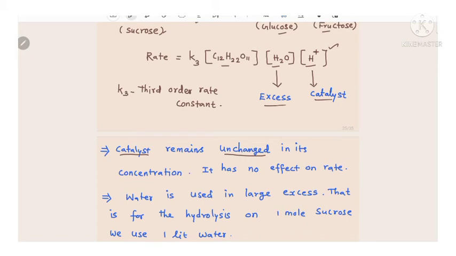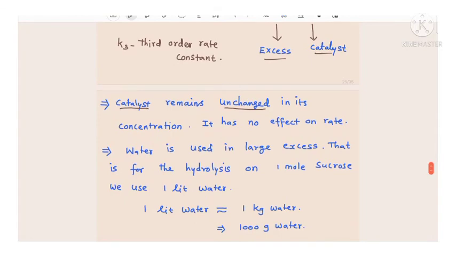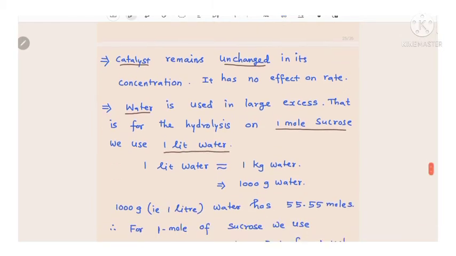Then the second one, water. As I said already, generally for a hydrolysis reaction, we take an excess quantity of water, isn't it? For example, for hydrolyzing 1 mole of sucrose, we take about 1 liter of water. And even in the case of water, there will be no significant change in concentration before and after the hydrolysis. Which means even the water will not influence the rate of this hydrolysis reaction.